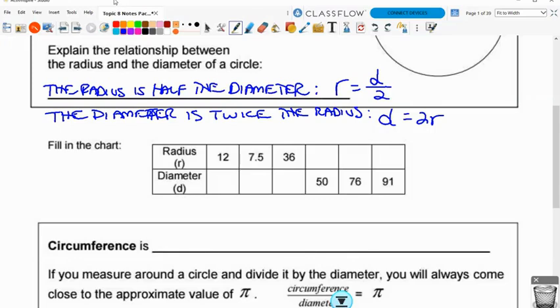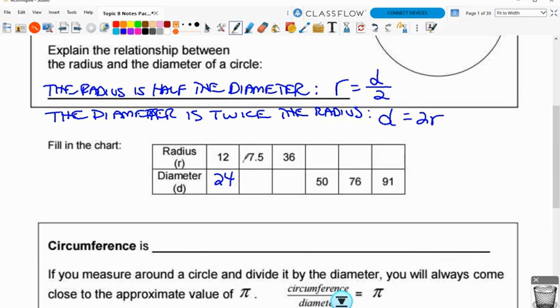In the chart, we're going to fill in the missing values of the radius and the diameter. If I know either the radius or the diameter, I'm going to figure out the other part that is missing. Okay, remember that the radius is half of the diameter, and the diameter is 2 times the radius. And so in our first example, they've told us here that the radius is equal to 12. We have to figure out what the diameter is. Well, remember right here, we said that the diameter is 2 times the radius. So we're going to take the value of the radius and multiply it by 2. When we do that, 12 times 2 equals 24. So if the radius is 12, the diameter would have to be 24.